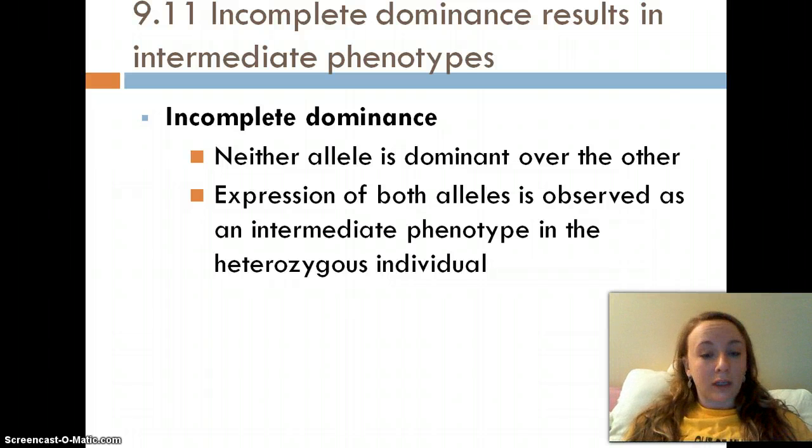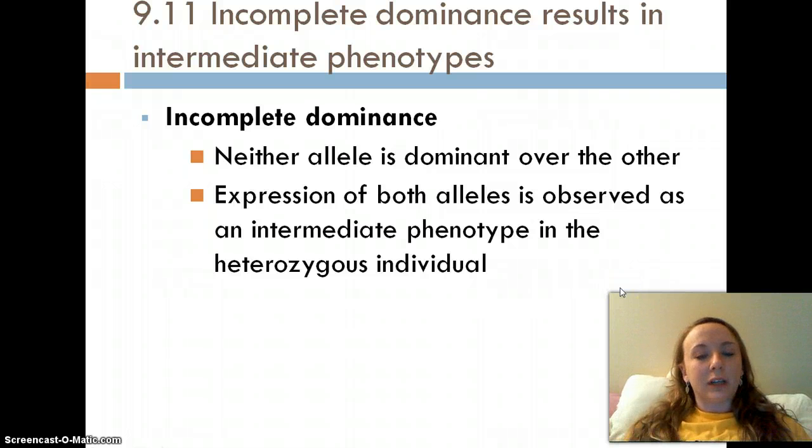We have something called incomplete dominance. Neither allele is going to be dominant over the other. There's an expression of both alleles and there's an intermediate phenotype. Let's break that down a little bit. Intermediate is like a middle version, and the phenotype is what it looks like. So there's a middle version of what this child looks like in the heterozygous form. It's kind of like blending.